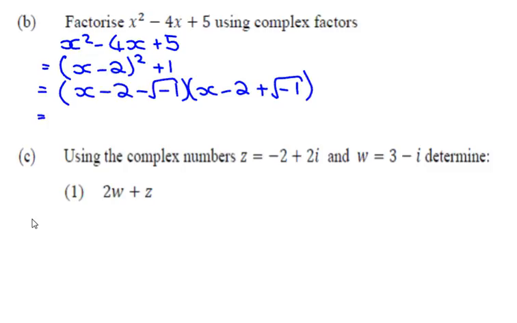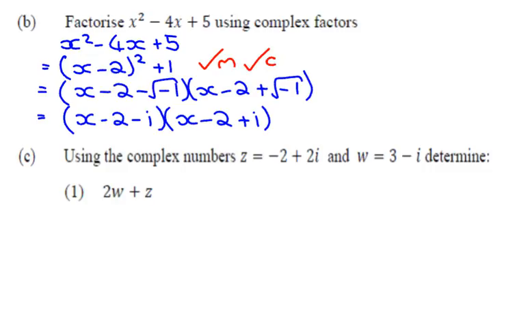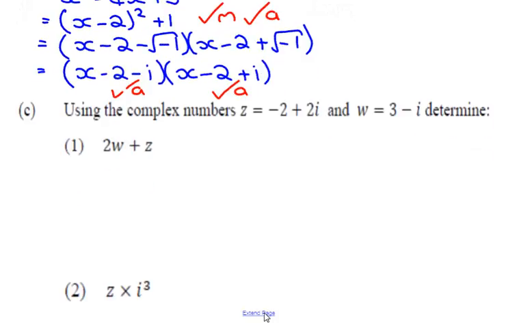Obviously we don't want that root -1, we want an i, so you've got (x minus 2 minus i)(x minus 2 plus i). I haven't put in every single step there, but your marks are for using the correct method and getting it accurate. And then you get an accuracy mark for that bracket and that bracket. The reason why we don't see a method mark is because you can check this directly using your calculator. All right, let's have a look at the next one.